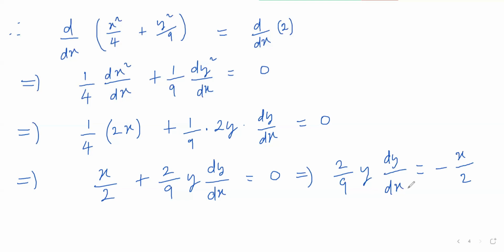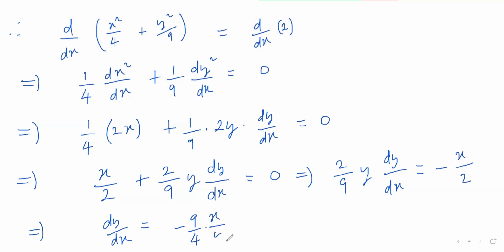Okay, let me continue here. So that implies the following. So we are left with dy/dx is equal to minus 9 over 4 multiplied by x over y.